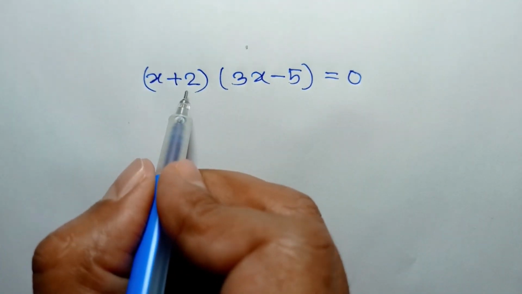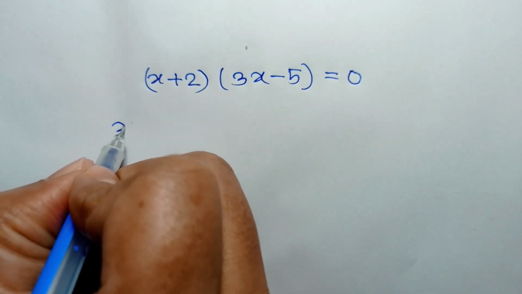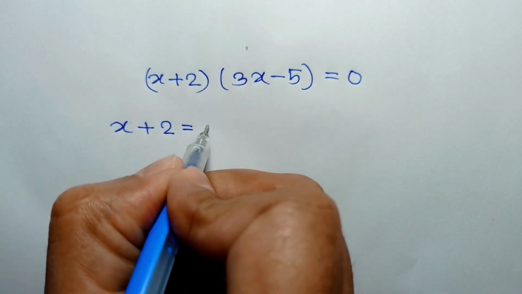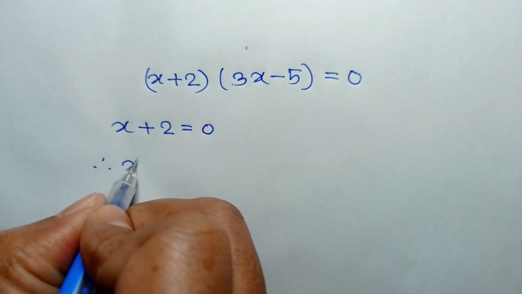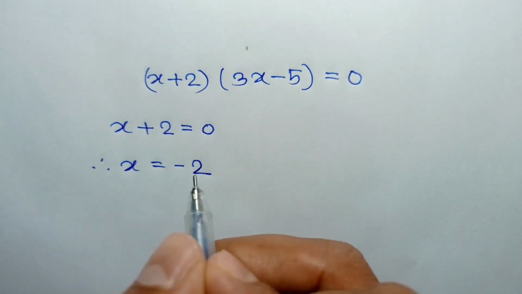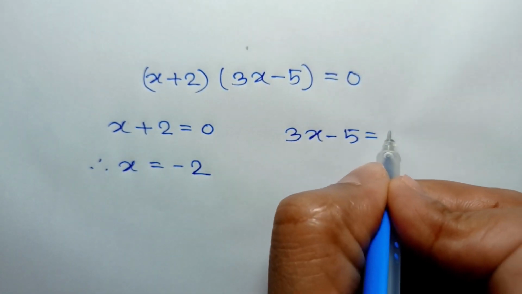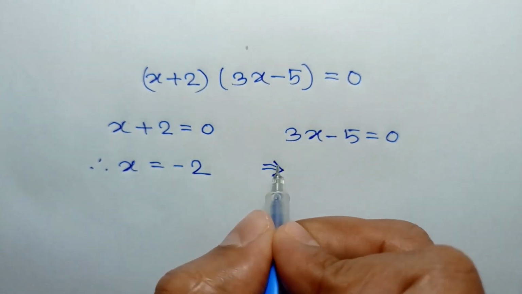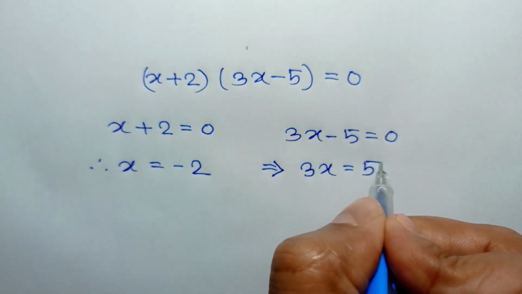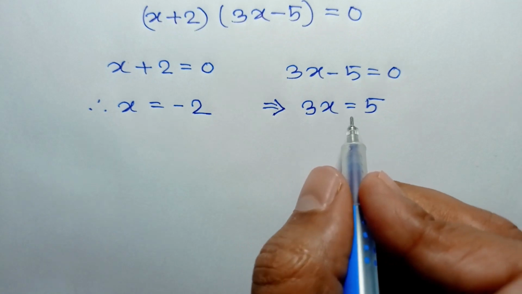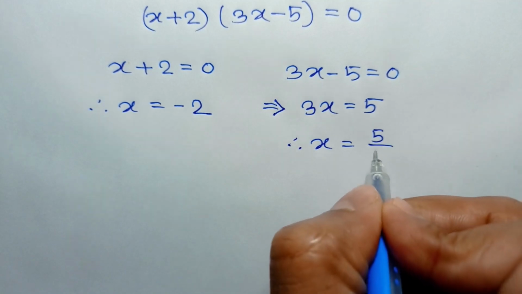So we have x plus 2 is equal to 0, or 3x minus 5 is equal to 0. When x plus 2 is equal to 0, then taking this 2 to the right side, we can write x is equal to negative 2. And when 3x minus 5 is equal to 0, taking this 5 to the right side, we can write 3x is equal to 5. Now dividing both sides by 3, we will have x is equal to 5 over 3.